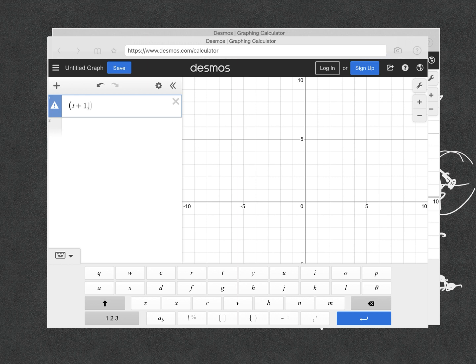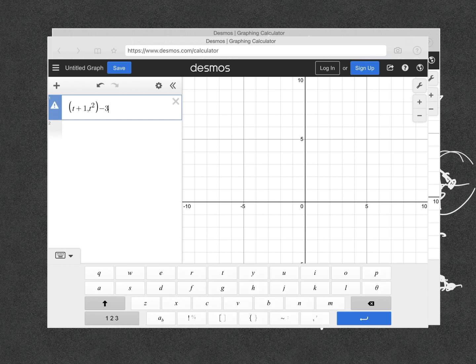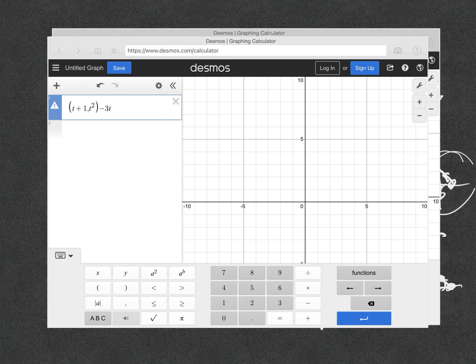Let's make it like a parabola. So we'll go, but just a little bit of a parabola. So t squared minus 3t plus 2. All right. Whoops. And let me delete that, and we want the outside parenthesis there.